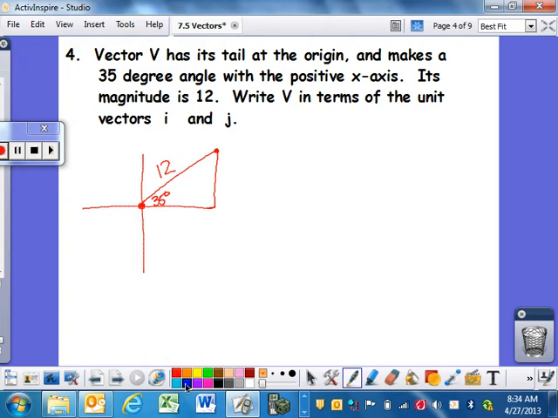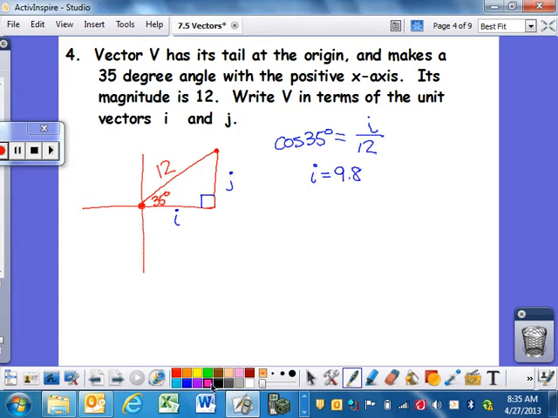So what you need to do is find your unit vector i, which is essentially your x-axis distance, and unit vector j is essentially your y-value distance, and you need to find that. So how would I go about doing that? We can go back to right triangle trig. If I want to find i first, cosine is adjacent over hypotenuse, so cosine 35 degrees equals i over 12. To solve for i, you multiply cosine 35 times 12, and your i will end up being approximately 9.8.